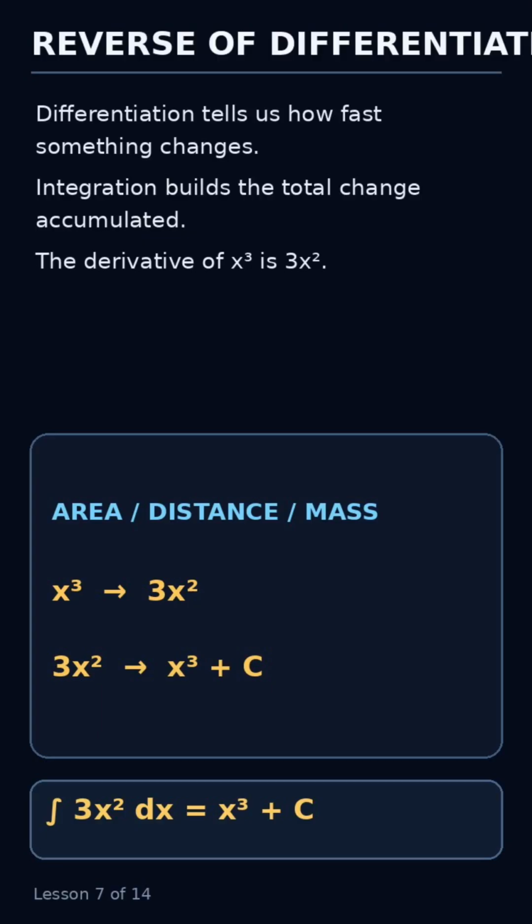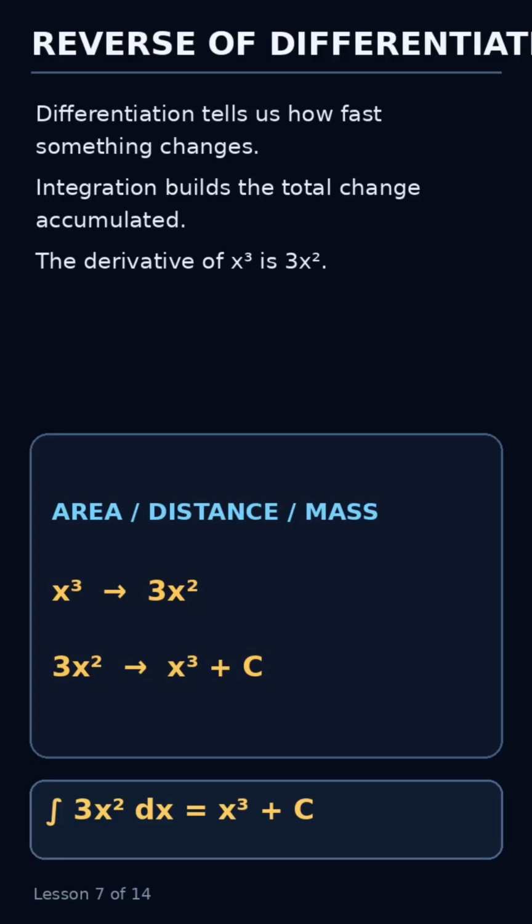Integration goes in the opposite direction. If we start with 3x squared and integrate it, we get x cubed plus c. Therefore, the integral of 3x squared dx equals x cubed plus c. This is why we often describe integration as finding an antiderivative.